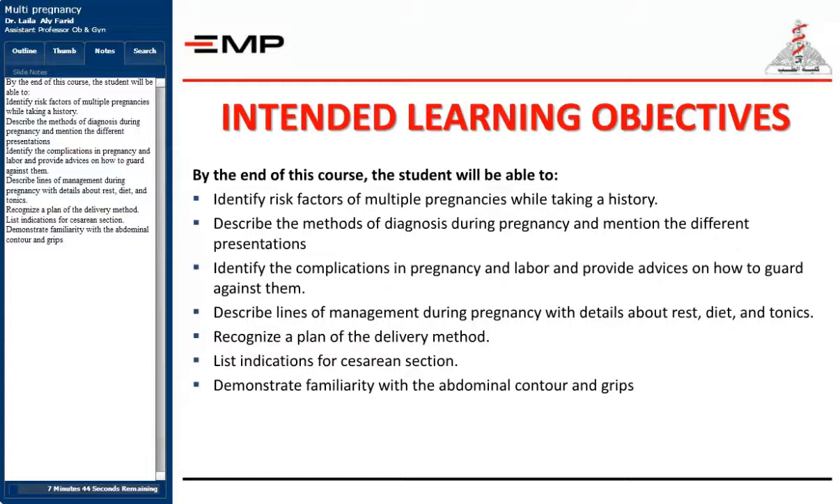Describe lines of management during pregnancy with details about rest, diet, and tonics. Recognize a plan of the delivery method. List indications for cesarean section. Demonstrate familiarity with the abdominal contour and grips.